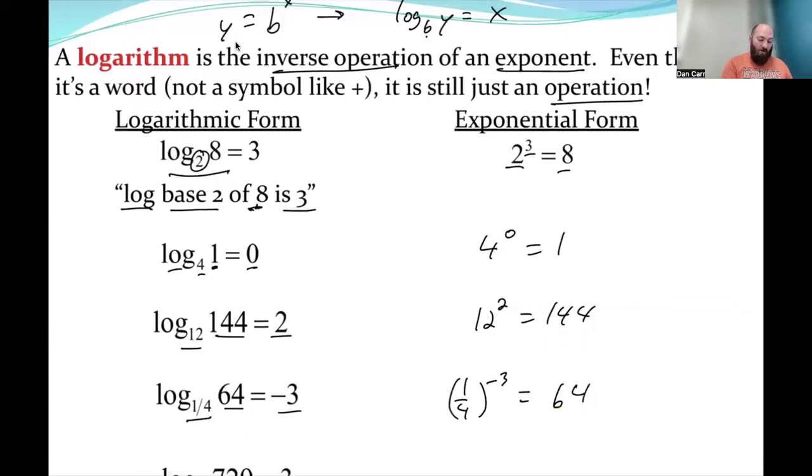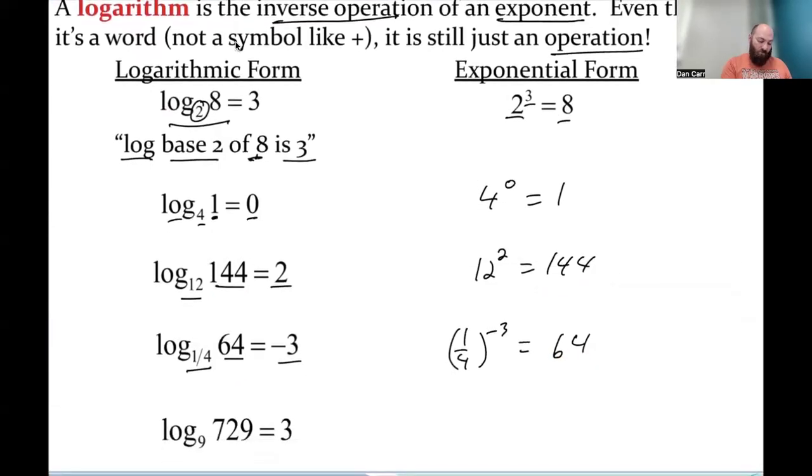And just as a quick reminder, let me do this last one here. This one is log base 9. That's 9 to the third power equals 729. The reason why this one comes up to 64 is because 1/4 to the -3rd is the same as 4 to the +3, which is what equals 64 there. Okay?